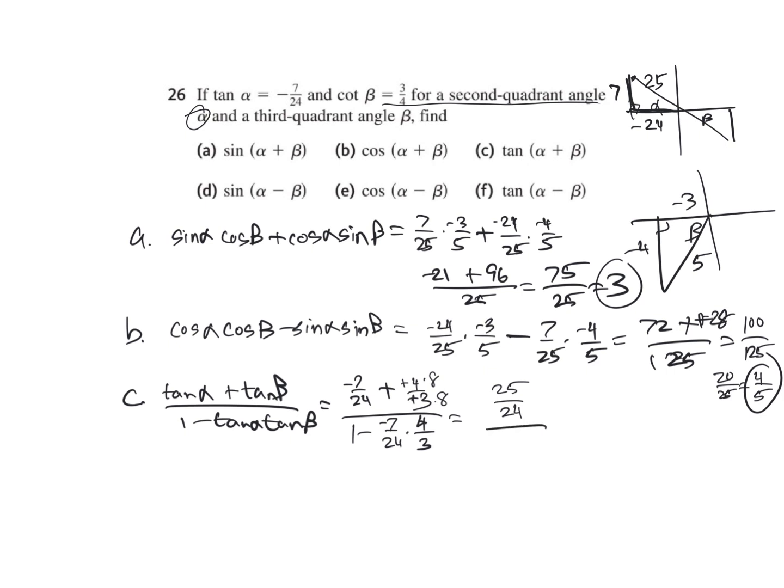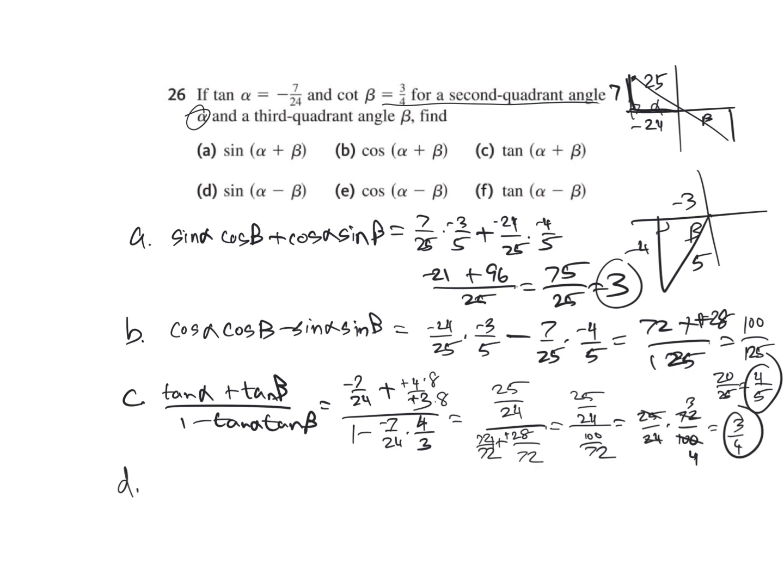And this is going to be 1 minus negative 28 over 72. Change, so 72 over 72 plus 28 is 100 over 72. 25 over 24. And now you do 25 over 24 times the reciprocal, 72 over 100. Reduce, let's see, 24 goes into 72 evenly 3 times. So the answer is 3/4.